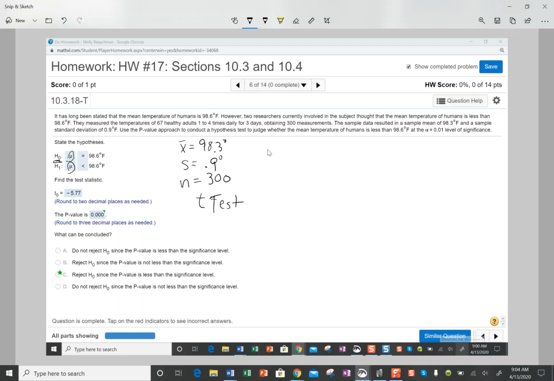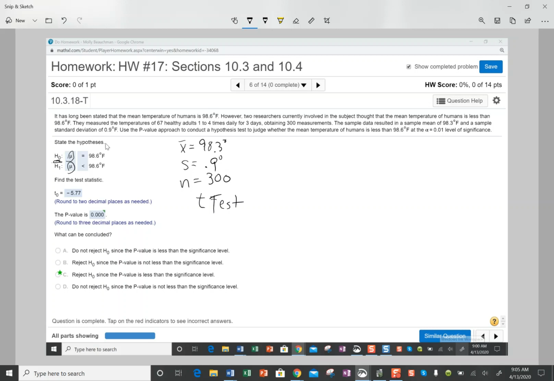They measured the temperature of 67 healthy adults 1 to 4 times daily for 3 days, obtaining 300 measurements. The sample data resulted in a sample mean of 98.3 degrees, so we have that written down, a sample standard deviation of 0.9. Use the p-value approach to conduct a hypothesis test to judge whether the mean temperature of humans is less than 98.6 degrees Fahrenheit at the 0.01 level of significance.